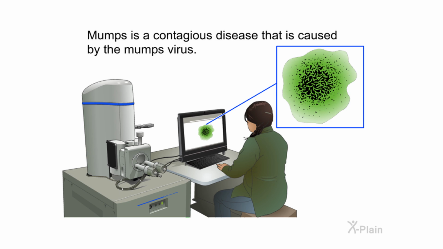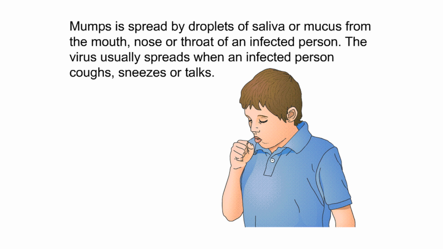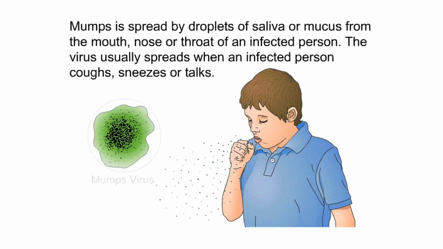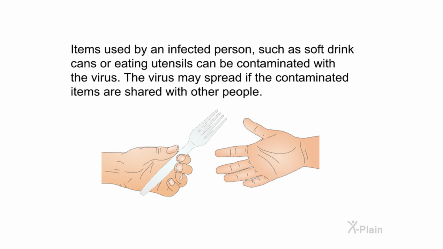Mumps. Mumps is a contagious disease that is caused by the mumps virus. Mumps is spread by droplets of saliva or mucus from the mouth, nose, or throat of an infected person. The virus usually spreads when an infected person coughs, sneezes, or talks. Items used by an infected person, such as soft drink cans or eating utensils, can be contaminated with the virus. The virus may spread if the contaminated items are shared with other people.